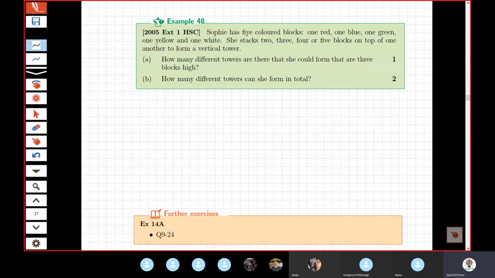Right. Sophie has 5 colored blocks, 1 red, 1 blue, 1 green, 1 yellow, 1 white. She stacks 2, 3, 4, or 5 blocks on top of one another to form a vertical tower. How many different towers are there that she could form that are 3 blocks high?